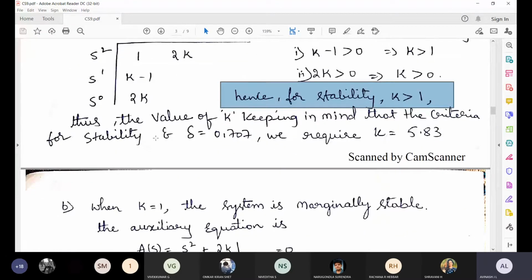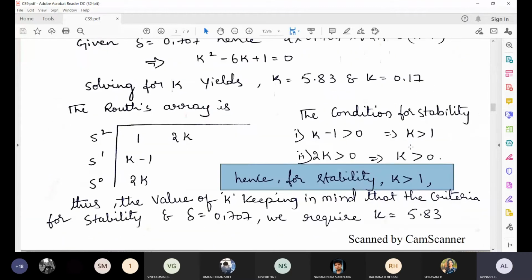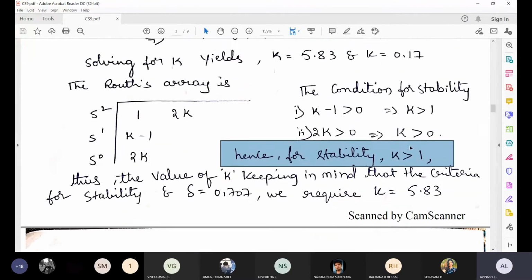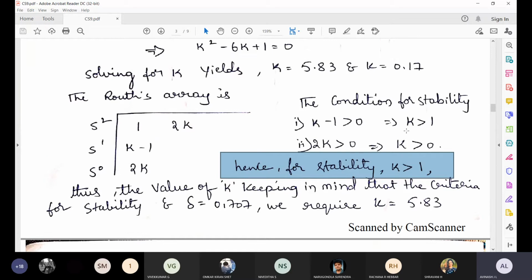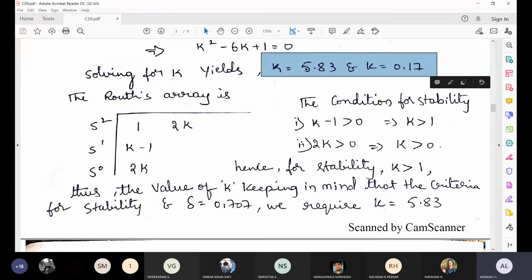So I can say that the value of k, keeping in mind the criteria for stability and delta equal to 0.707, we require k equal to 5.83. Why did this particular 5.83 come? Because we consider k value greater than 1. The k values came as 0.17 and 5.83. Which one is greater than 1? 5.83 is greater than 1. And which one is less than 1? k equal to 0.17 is less than 1. That is why we are choosing the value 5.83.